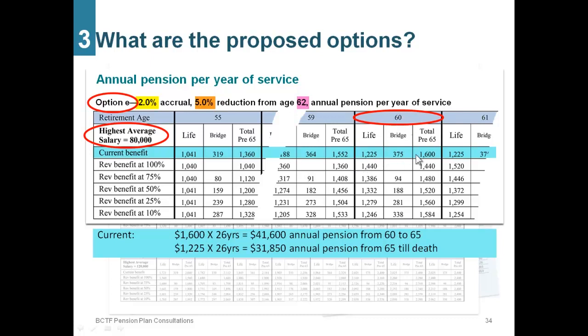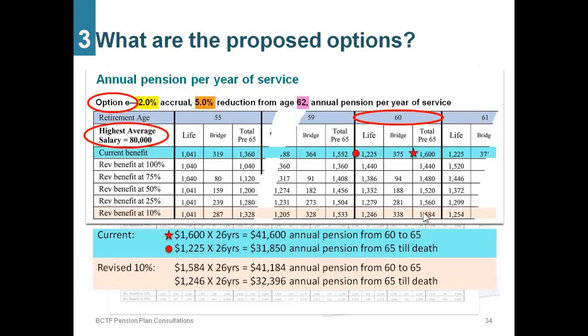As before the calculations for the current benefit, we multiply this column by 26 years and this column by 26 years. For the revised benefit, the same pattern. You have this column pre-65 multiplied by 26 years and the lifetime portion multiplied by 26 years. You'll find that some options will give better results for that particular member, for that particular HAS and age of retirement.